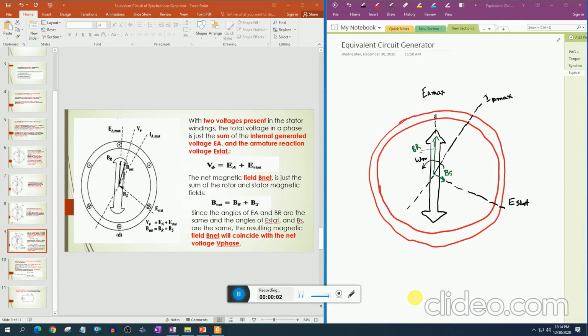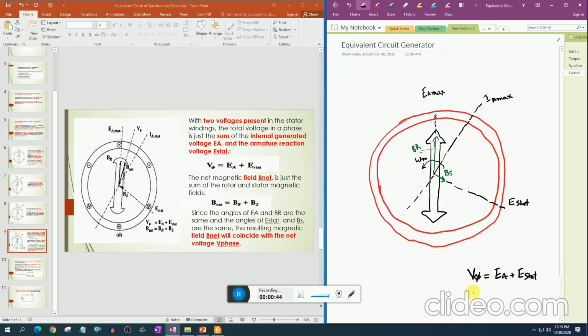Now there are two voltages present in the stator winding, one induced by the rotor magnetic field and the other induced by its own stator magnetic field. The voltage induced by the rotor magnetic field is the internal generated voltage EA, and the voltage induced by the stator magnetic field BS is E stat. So the resultant V phase, which is found at the terminal of the stator, is the sum of these two voltages: EA plus E stat, the armature reaction voltage.